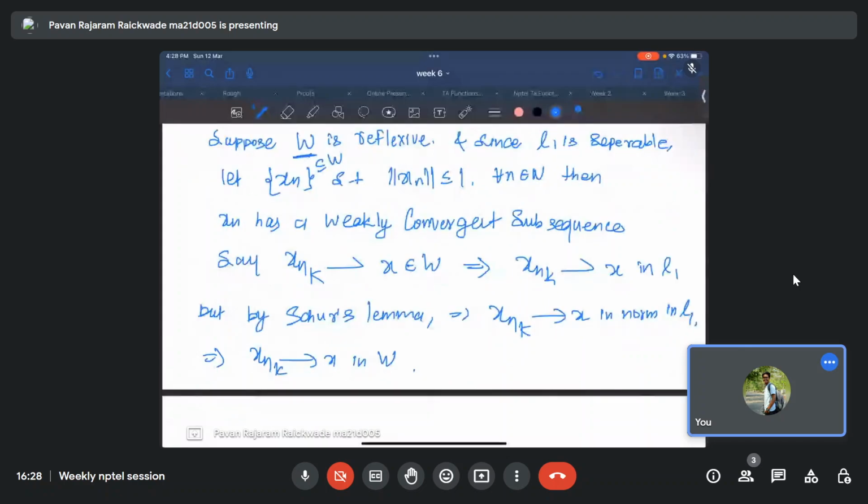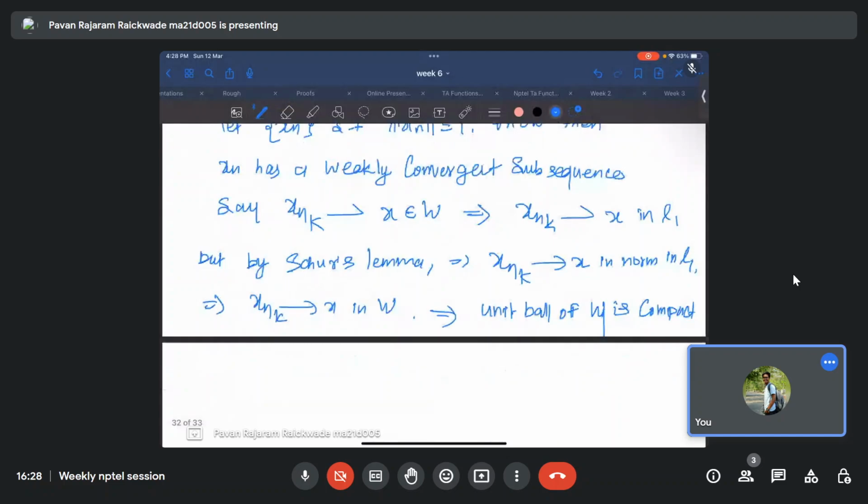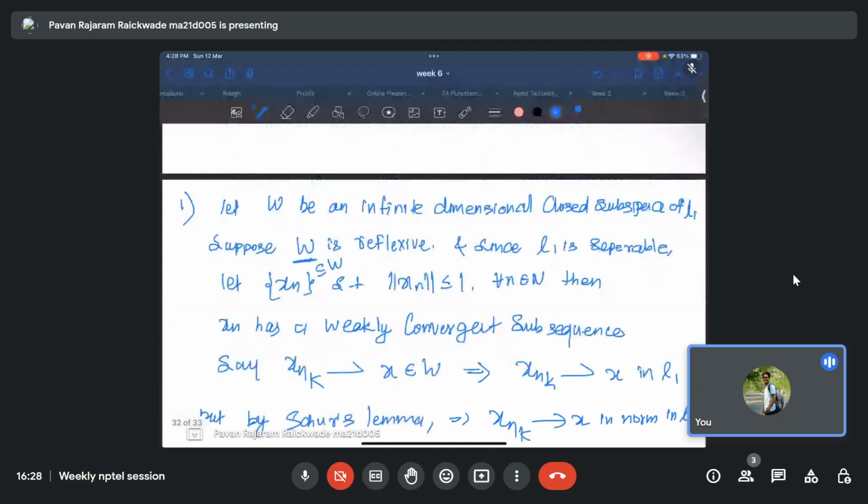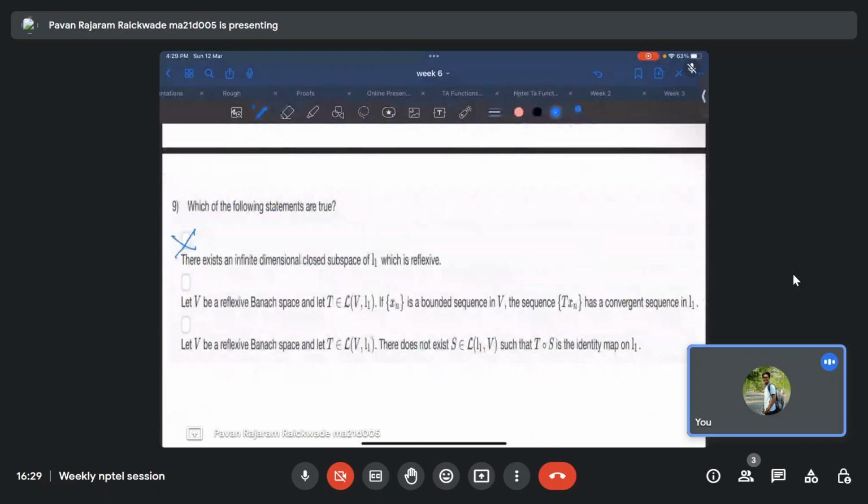That means the unit ball of W is compact. Why? Because you take any sequence in it, it has a convergent subsequence. But that will imply that W is finite dimensional. This is not true, since we started with an infinite dimensional space W. So any infinite dimensional closed subspace of L1 cannot be reflexive. So ninth A is done. Now ninth B option.